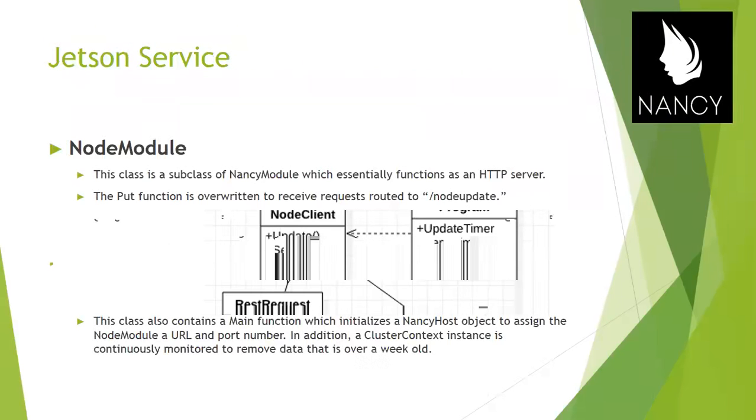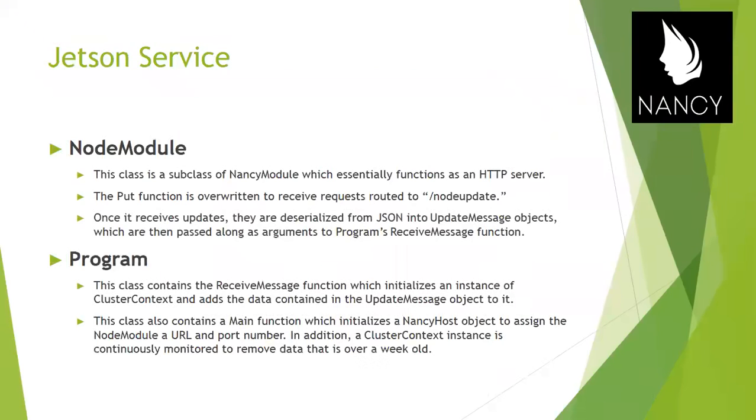Jetson service is responsible for receiving data sent by the data collection agent and storing it in a database shared with Jetson Web. The node module class functions as an HTTP server which receives PUT requests routed to /node update. When a request is received, the body is deserialized and sent to the receive message function, which adds it to the database.